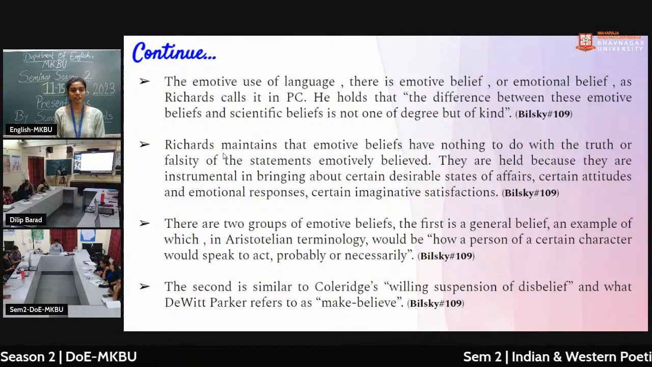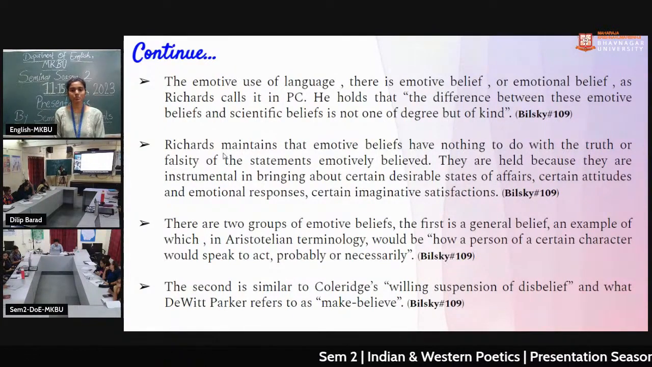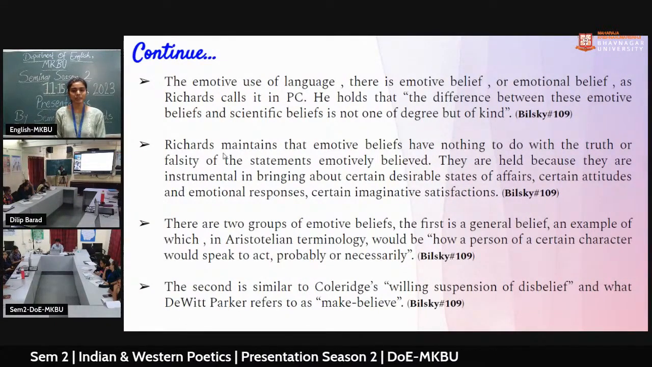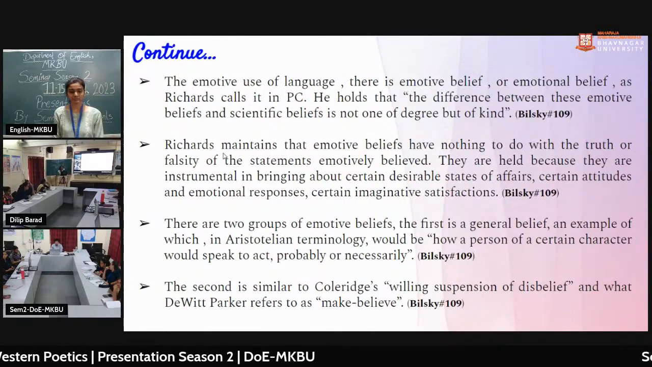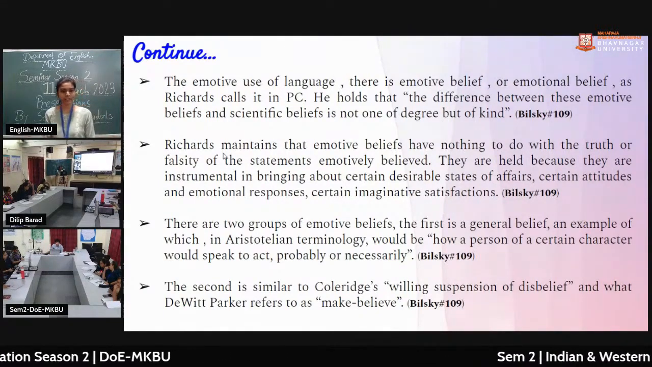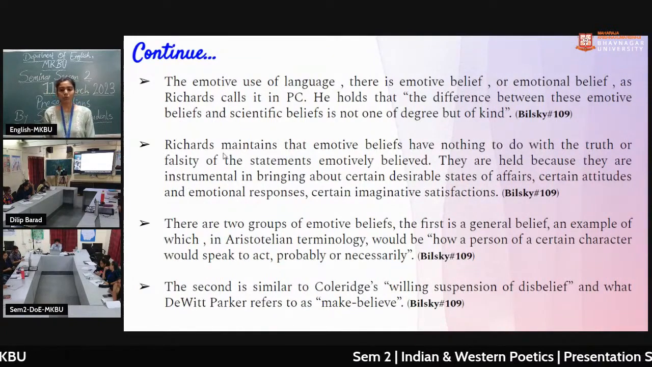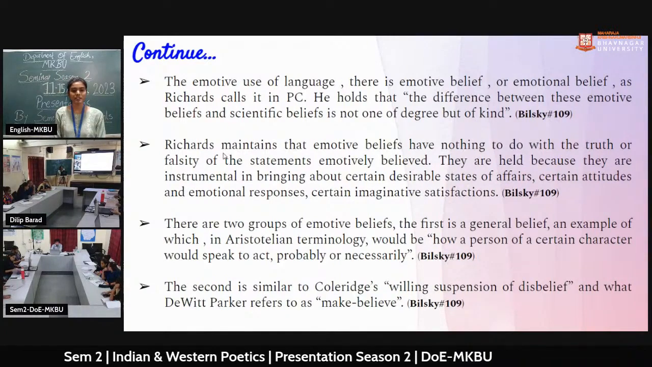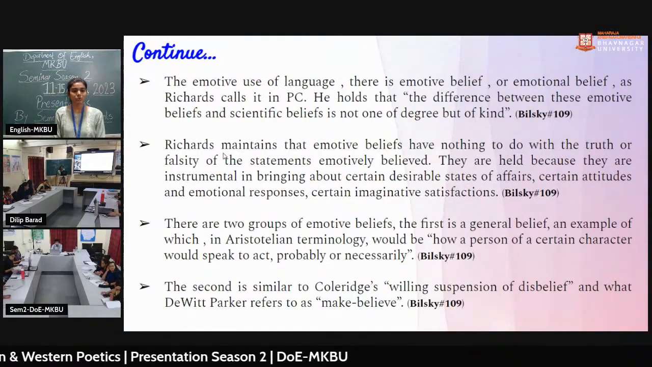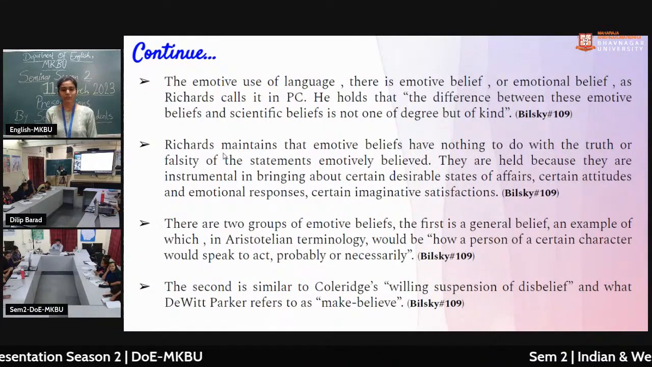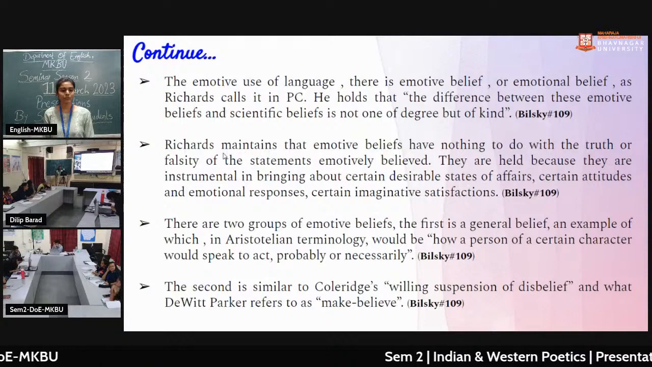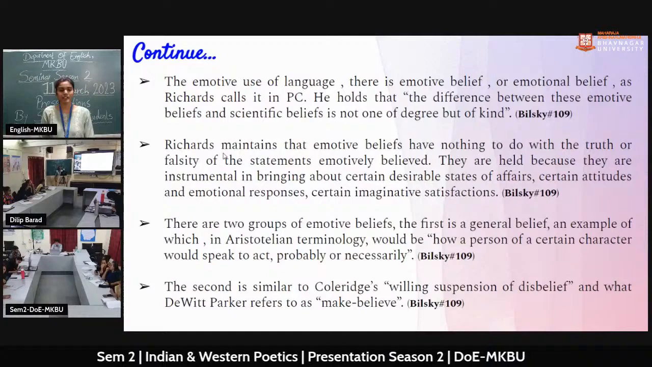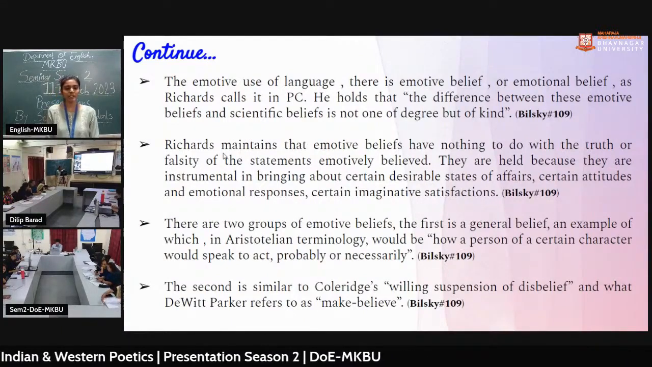Richards maintains that emotive beliefs have nothing to do with the truth or falsity of the statements emotively believed. They are held because they are instrumental in bringing about certain desirable states of affairs, certain attitudes and emotional responses, certain imaginative satisfactions. There are two groups of emotive beliefs. The first is a general belief, an example of which, in Aristotelian terminology, would be how a person of a certain character would speak or act probably or necessarily.